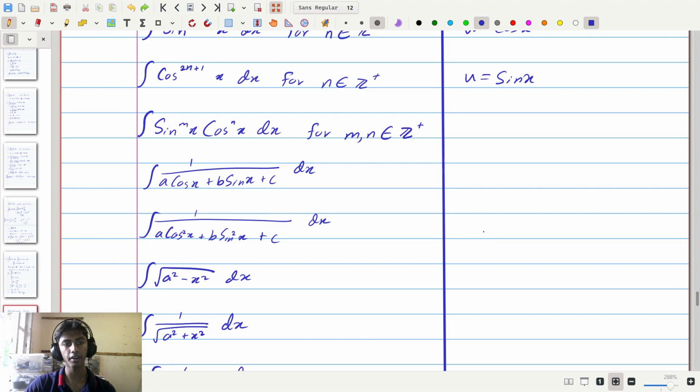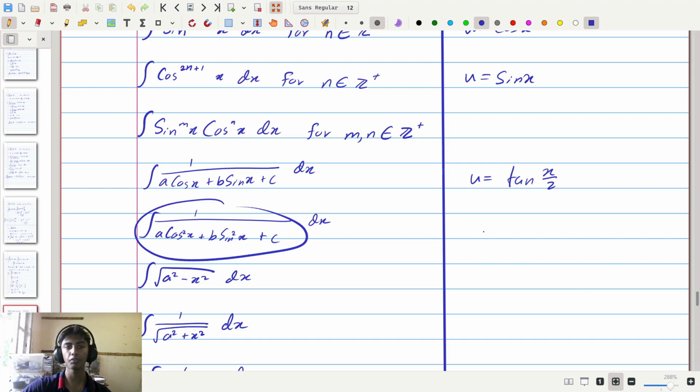As for the next one, here we have the integral of 1 divided by a times the cosine of x plus b times the sine of x plus c. In this case, the substitution you're going to want to use is u equal to the tangent of x divided by 2. Using this substitution and trigonometric identities, you can simplify this integral over here.